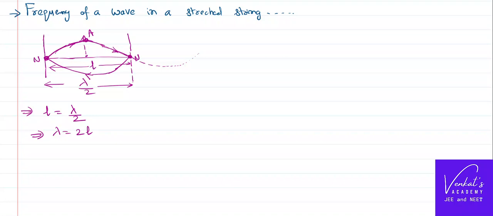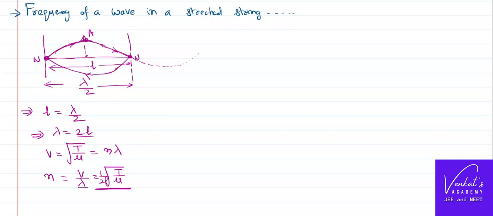We have also derived the expression for the velocity in a stretched string as root of tension by linear density. But we know V equals n lambda. We have already proved that. That implies frequency n is equal to V by lambda. V is root of tension by linear density, by lambda, which means 1 by 2L.